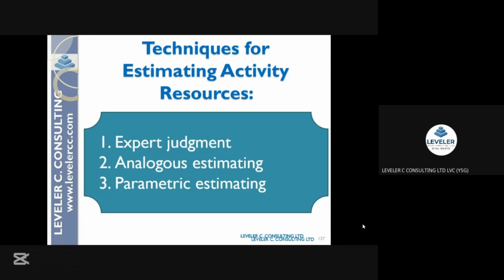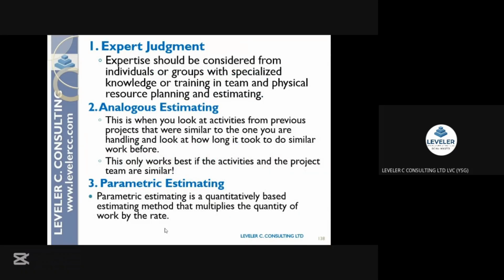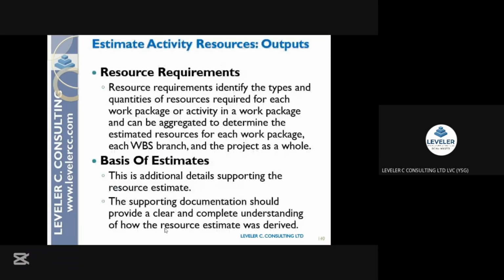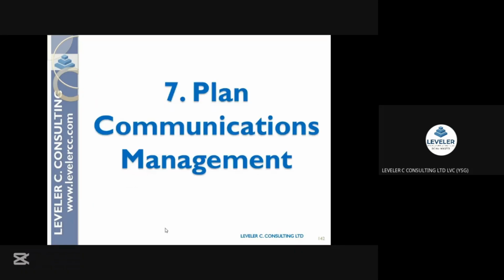So any condition which your estimate is based on, please state it. Because tomorrow, if they begin to ask you why the project is not finished, you need to be able to point to it. You understand? So expert judgment, analogous estimating, and parametric estimating are the estimating methods we need to use when we are planning for our resources. The next one is plan communication management.